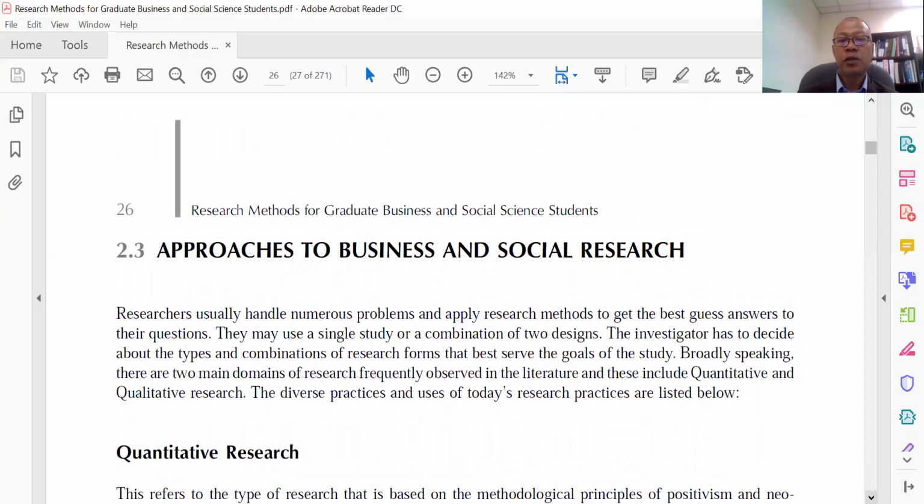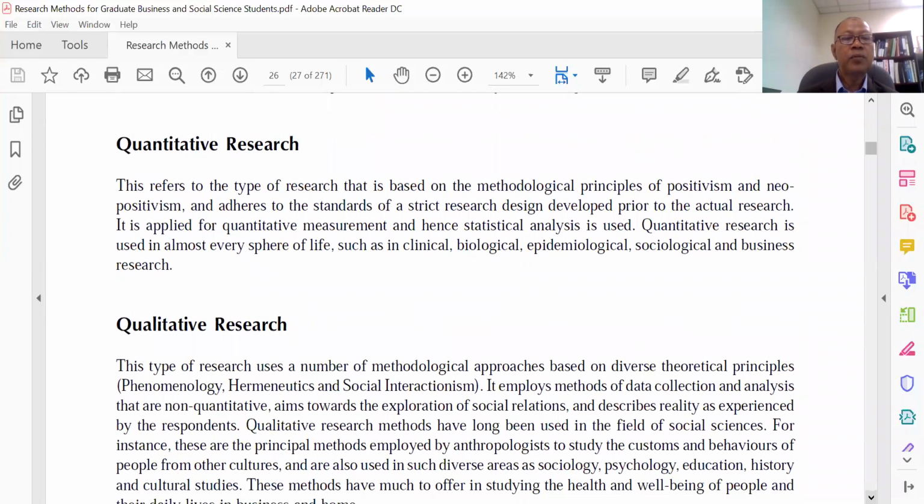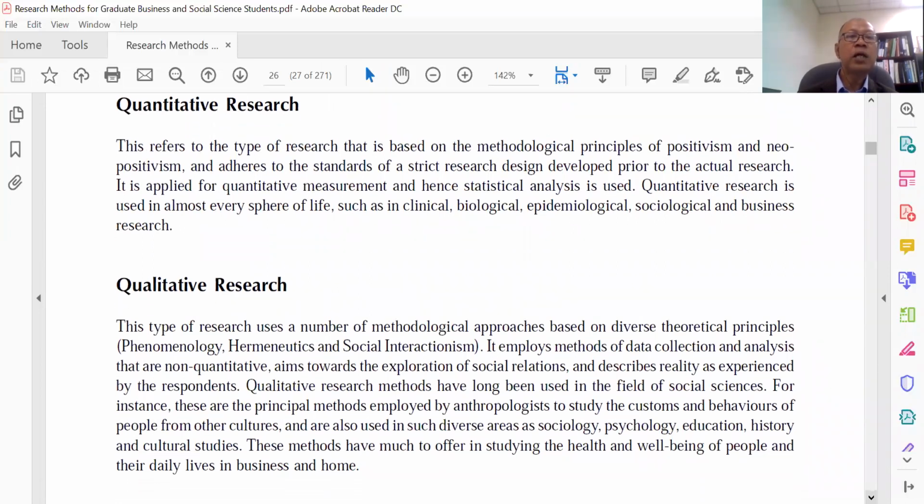Approaches to business and social research. If we look from the perspective of data, there are two types of research. One is called quantitative research, and the other is called qualitative research. What is quantitative research? Quantitative research refers to the type of research that is based on methodological principles of positivism and neo-positivism, and it adheres to the standards of strict research design developed prior to the actual research. It is applied for quantitative measurement.